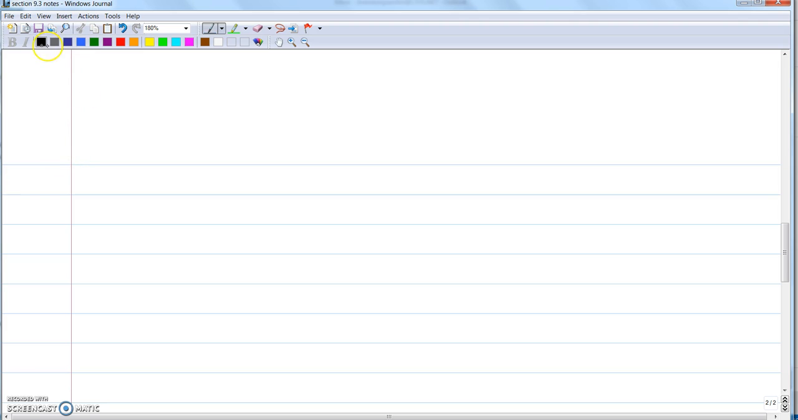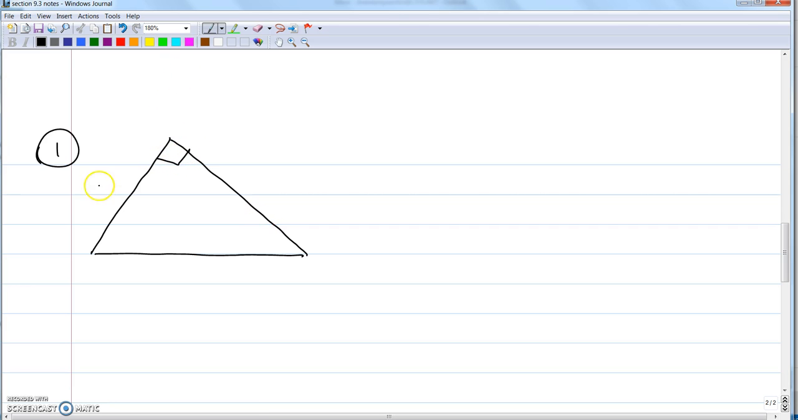So, problem number 1. So we have a triangle, and I'm not going to label any vertices because it doesn't really matter. And then we've got C, D, and E. And let's see, what else am I going to give you here? I'm going to give you that this whole piece here is 16.